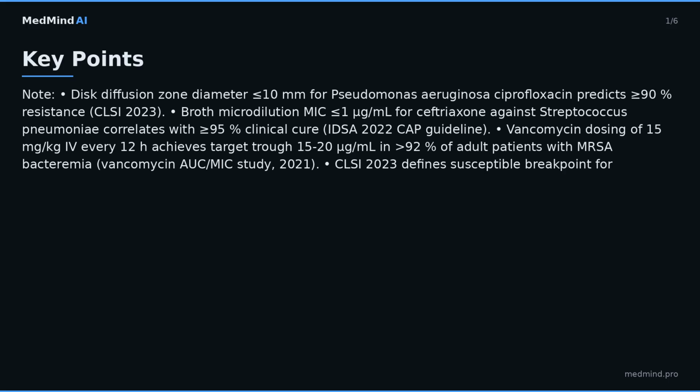In 2022, 31% of Escherichia coli isolates in the United States were resistant to ceftriaxone, prompting an IDSA recommendation for carbapenem use when MIC is greater than or equal to 2 µg/ml. For Staphylococcus aureus bacteremia, a linezolid dose of 600 mg PO every 12H yields a median steady-state concentration of 12 µg/ml, exceeding the MIC breakpoint of less than or equal to 2 µg/ml in 98% of isolates, NEJM 2021.